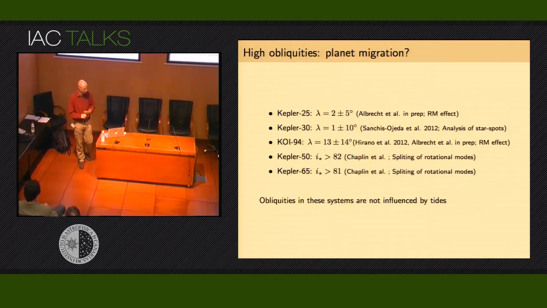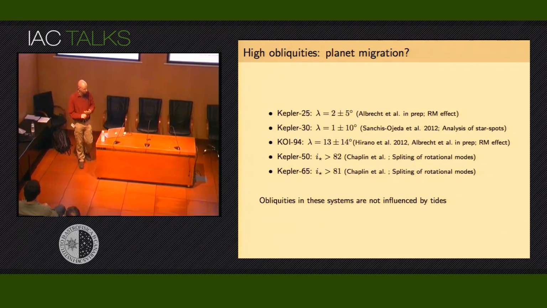So over the last few months, there have been a few other obliquity measurements, not only Kepler-25. The first one was last summer, Kepler-30 by Roberto Sanchez, and he looked at a later type star where you have lots of star spots. By looking at the planet moving over the star spots, you can also derive the obliquity very nicely. Hirano measured the obliquity in KOI 94. KOI stands for Kepler Object of Interest, but this is also a planetary system.